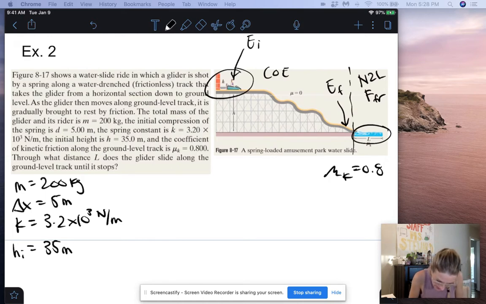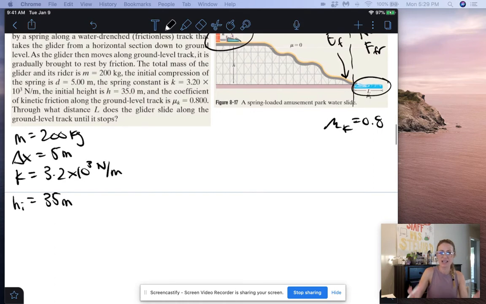It doesn't specifically say that the glider starts from rest, but we can assume that the initial velocity is 0, because we're loaded onto that spring, then the spring is let go, and then it goes. So our initial velocity equals 0.